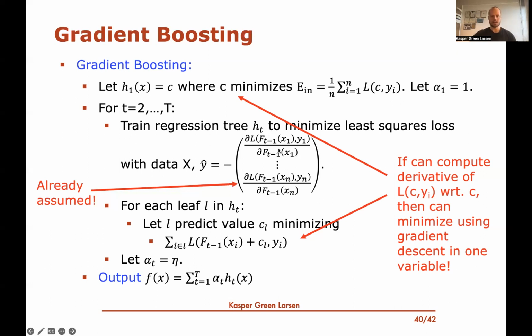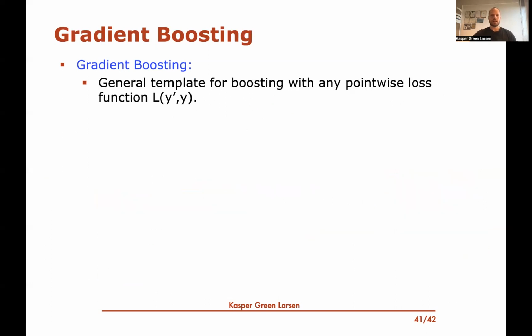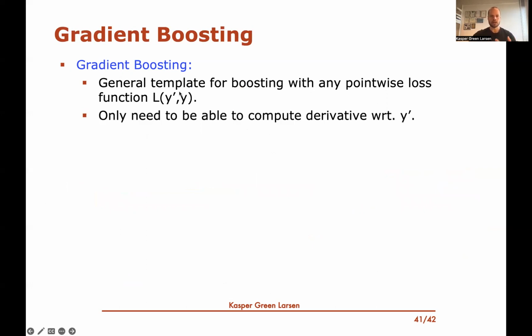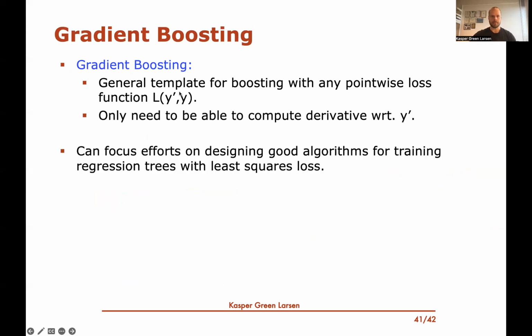So it's a super clean, very useful algorithm, although it's a little tricky to get your head around. You define this vector of labels y hat that you want to predict, which is the negative of the gradient vector, and then you train a regression tree with least squared loss to minimize this. And then finally, you change the return values in the leaves. Right, so that is the full gradient boosting algorithm. It's a general template for boosting where you have any pointwise loss function, and you just need to be able to compute the derivative with respect to the prediction y prime.